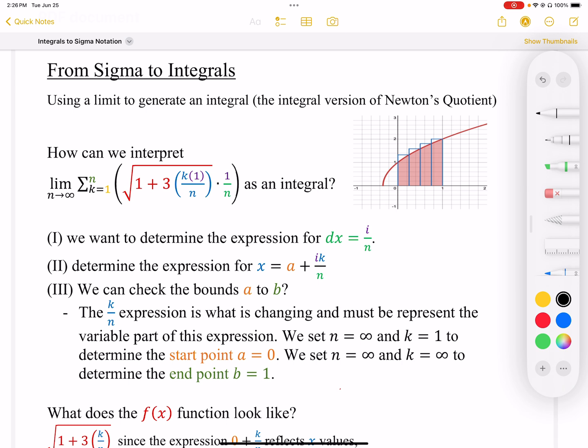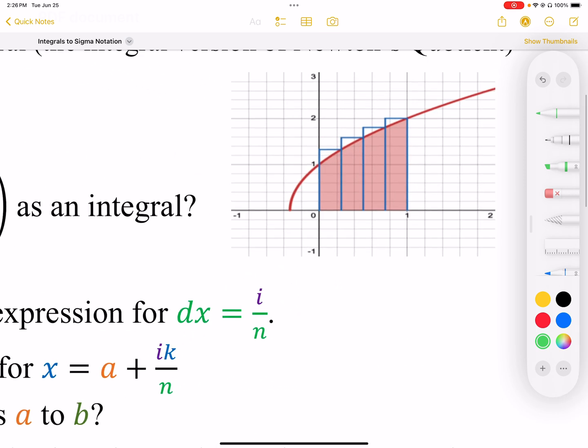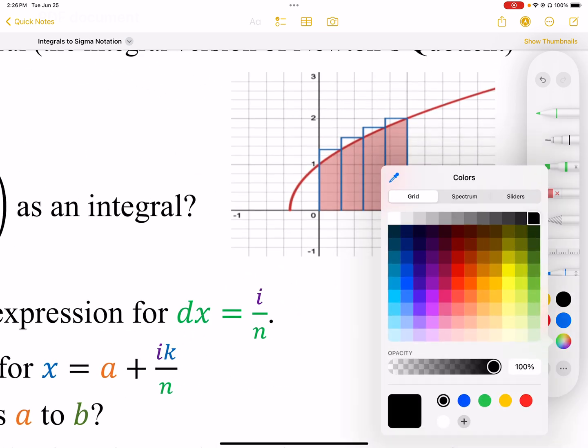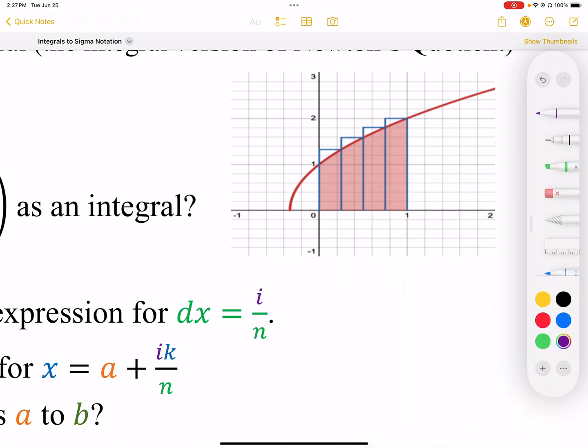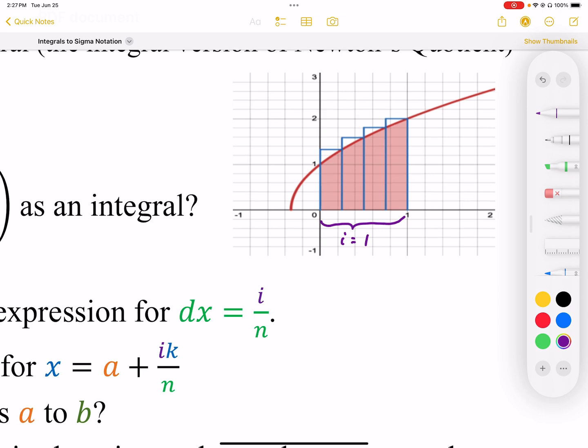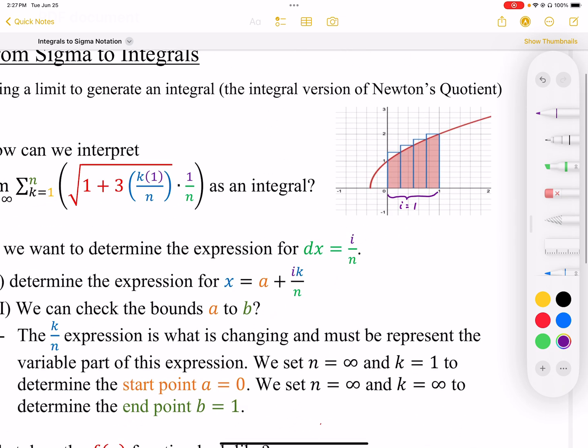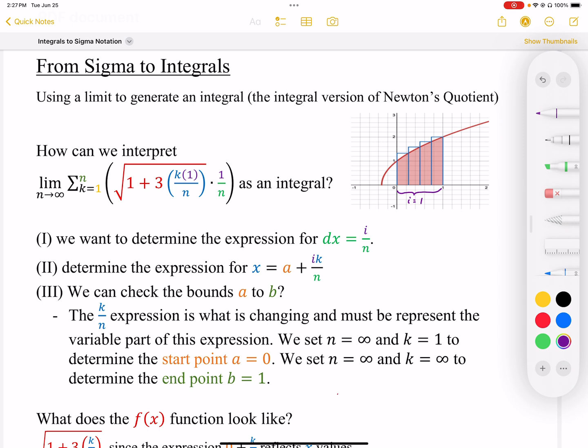So the first thing we want to determine is the expression for dx. And this expression for dx is always going to be the interval width divided by n. So if I take a look at this expression here, I want to work out my interval width. In this particular case, my interval width is going to be from 0 to 1, so this means that my interval width is equal to 1. And n can be a discrete number if we're going to use a discrete number of rectangles and do a Riemann sum. But in this case, we're going to let n go to infinity. So this is going to be a dx expression.